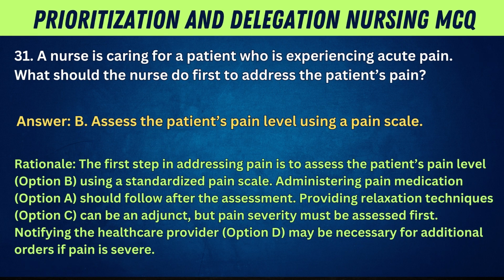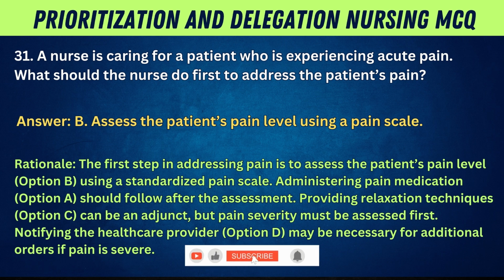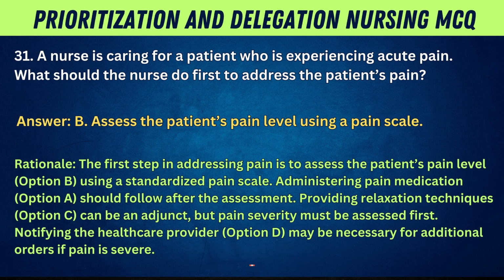Answer. B. Assess the patient's pain level using a pain scale. Rationale. The first step in addressing pain is to assess the patient's pain level, option B, using a standardized pain scale. Administering pain medication, option A, should follow after the assessment. Providing relaxation techniques, option C, can be an adjunct, but pain severity must be assessed first. Notifying the healthcare provider, option D, may be necessary for additional orders if pain is severe.